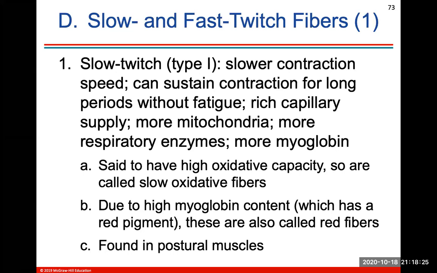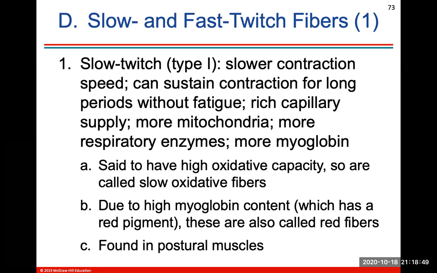They are said to have high oxidative capacity, so they are called slow oxidative fibers. Due to a high myoglobin content, which has a red pigment, they're also called red fibers. These are found in postural muscles. We also call this the dark meat in poultry animals that we eat.